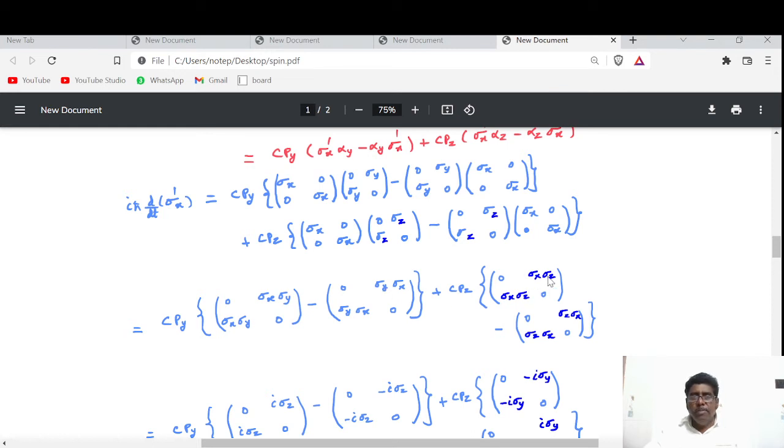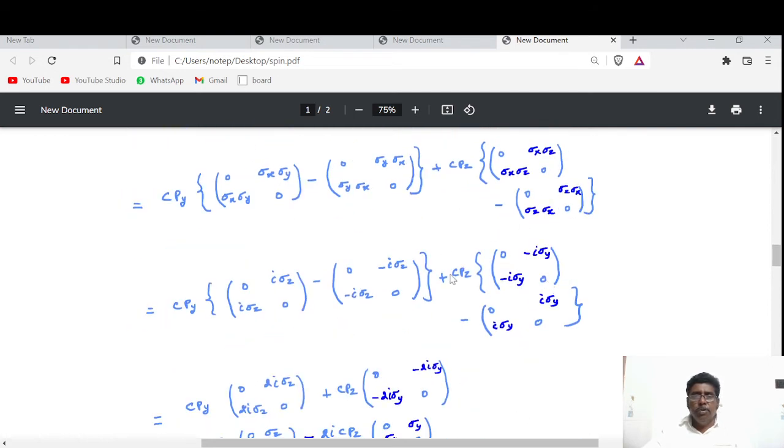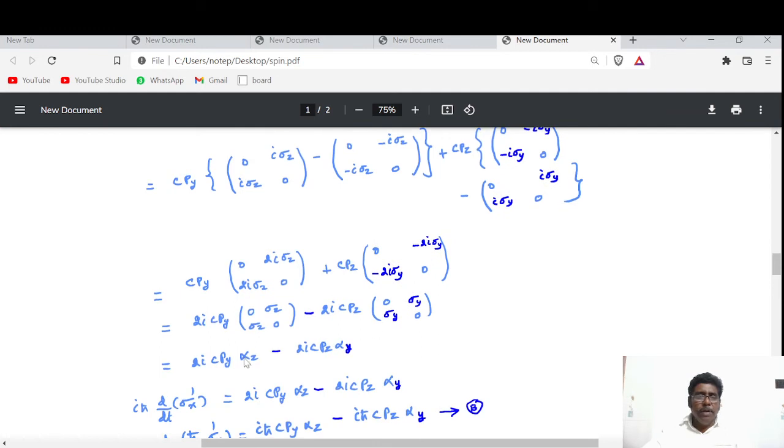Here also sigma x sigma z is minus i sigma y. So substituting all these values, we can get the final form: Cp_y into the matrix (0 2i sigma z 0) plus Cp_z into the matrix (0 minus 2i sigma y 0). Here take out 2i: 2i Cp_y times (0 sigma z 0). Here take out minus 2i into Cp_z times (0 sigma y 0).